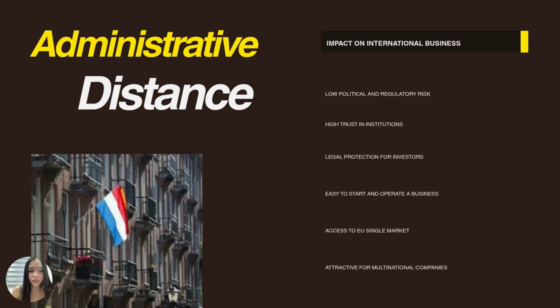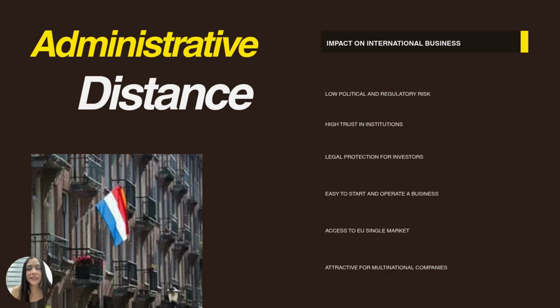All of these factors have important implications for international business. First, companies face low political and regulatory risk, which makes the Netherlands a safe place to invest. Second, there's a high level of trust in institutions, which is essential for long-term business relationships. In addition, the country offers strong legal protection for investors, ensuring that their rights are respected.